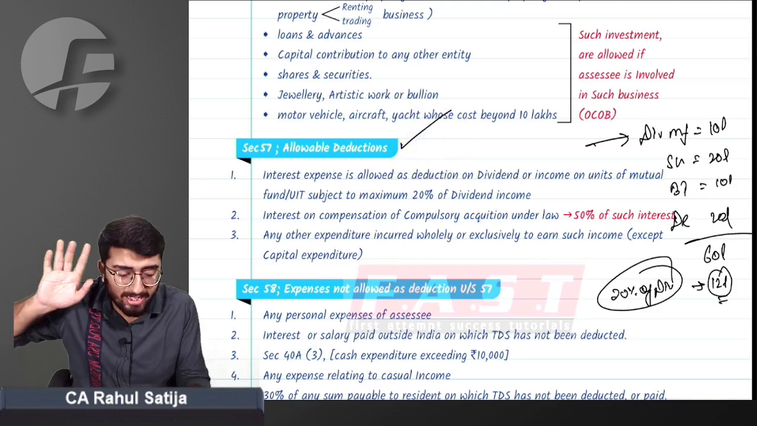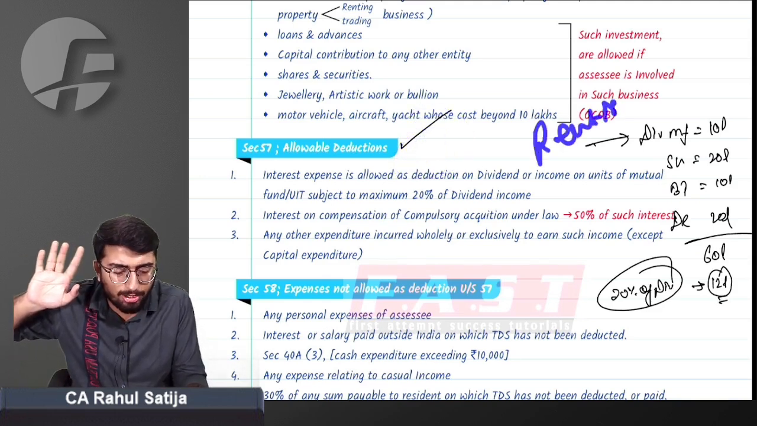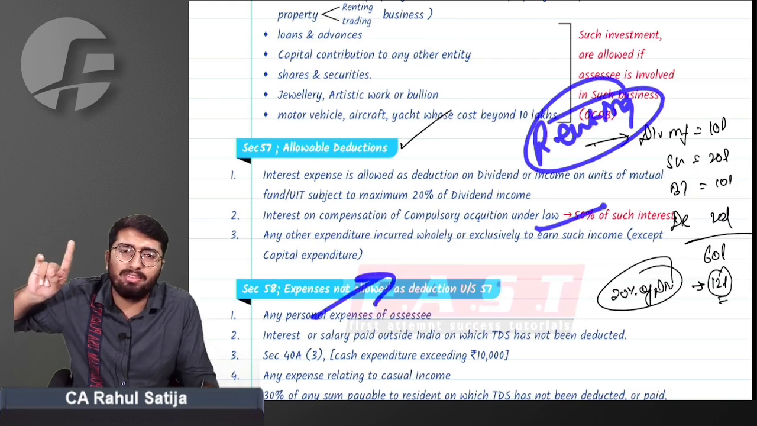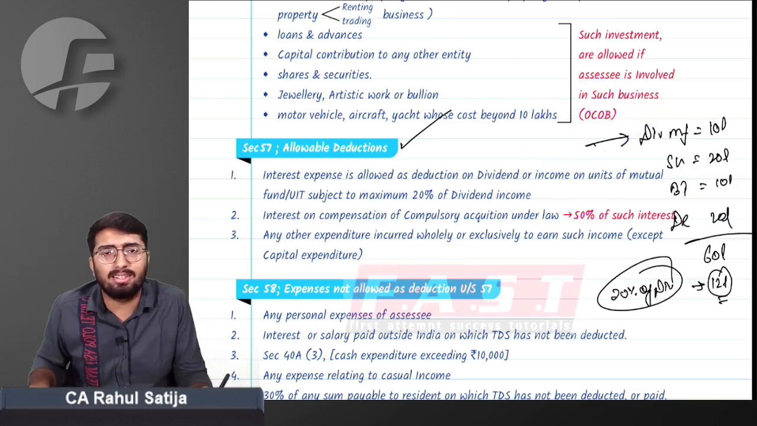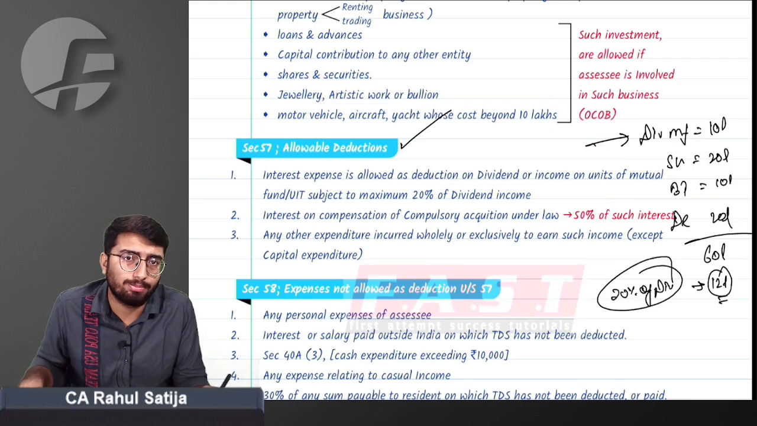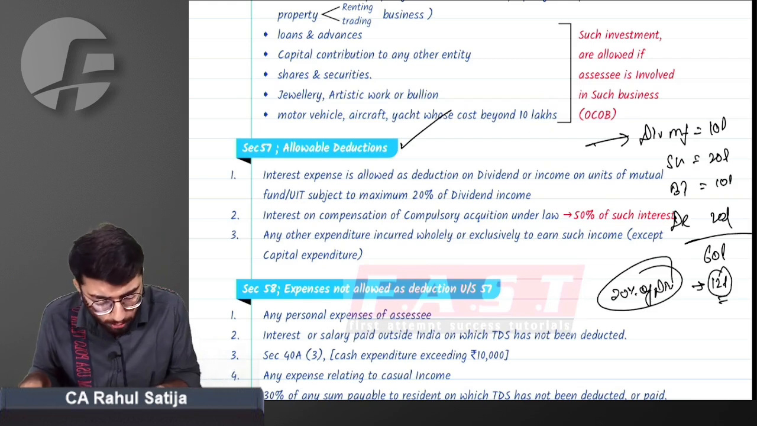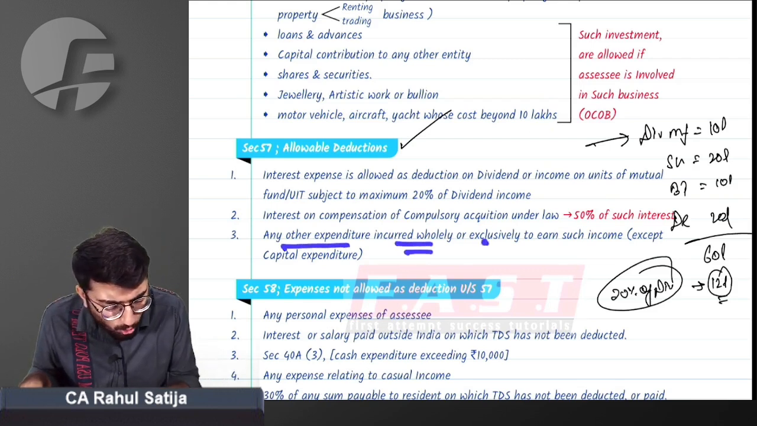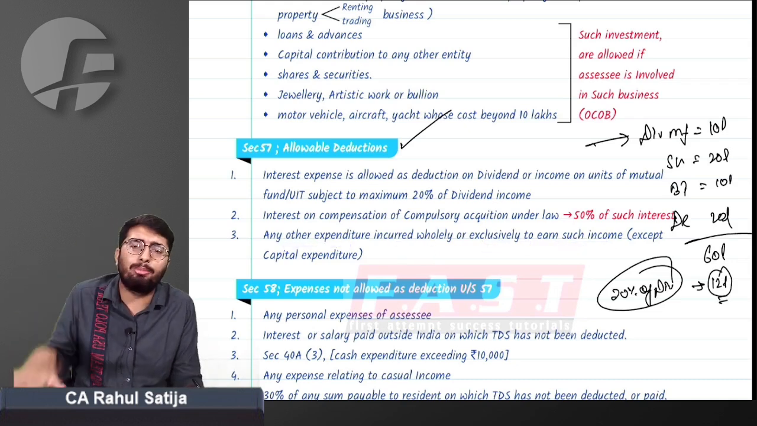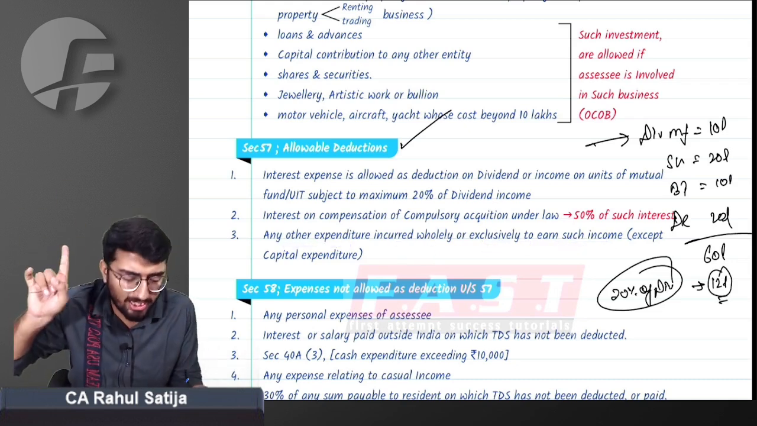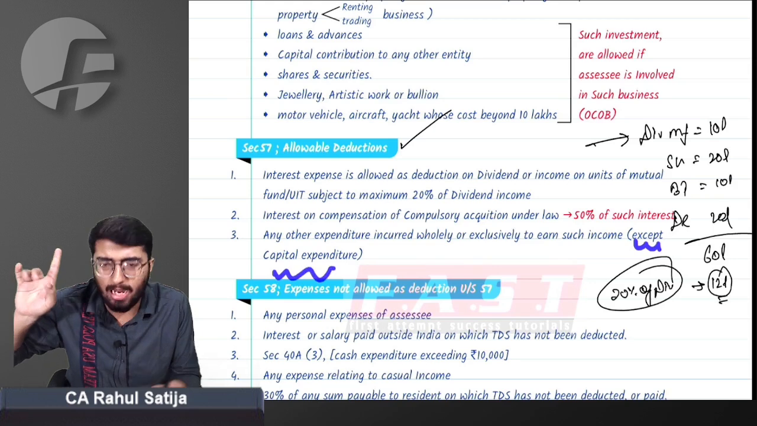Sir, for example, for renting of plant and machinery, I am paying brokerage to somebody. Will it be allowed as deduction? Right answer is yes, it will be allowed as deduction. Sir, simply the provision says any expenditure incurred wholly or exclusively to earn such income will be allowed as deduction. But one thing to be taken care of, the expenditure shall not be capital expenditure.